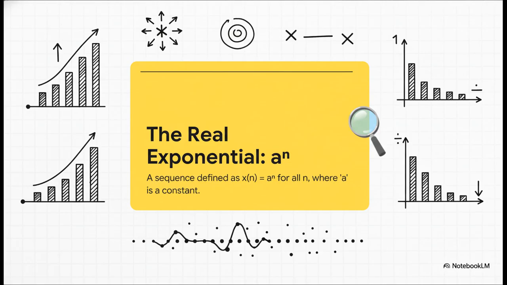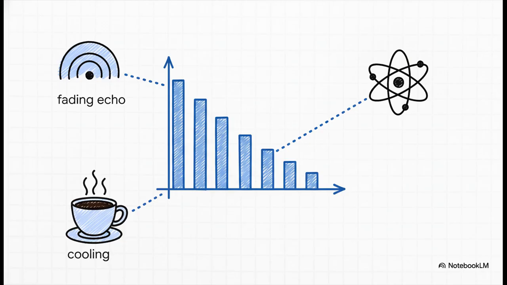This is basically a sequence where to get the next sample, you just multiply the current one by some constant number a. Now, here's where it gets interesting. The behavior of the whole signal completely changes depending on what that value of a is. For instance, if a is a number between 0 and 1, say 0.8, the signal gets smaller and smaller over time. It decays.